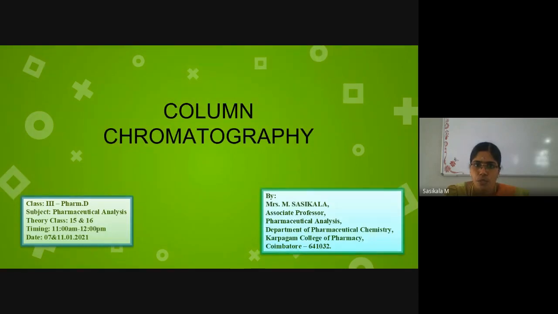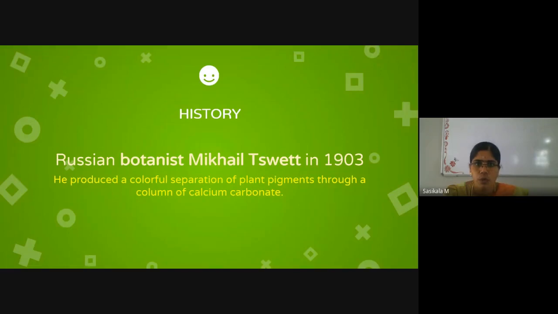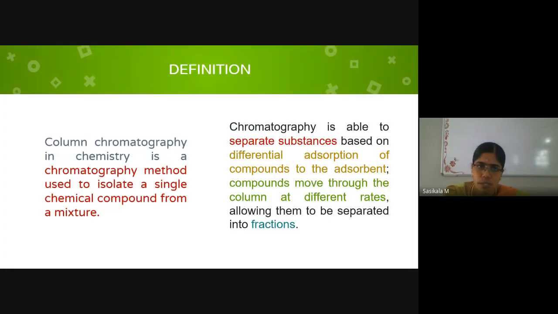In column chromatography, before moving on to the individual techniques, we are now learning about adsorption theories, the principles and theories behind column chromatography, that is the basics. If we learn this well, we can move into different column chromatographic techniques. We also discussed the history of column chromatography. It was developed in 1903 by the Russian botanist Michael Tswett, who separated plant pigments using calcium carbonate columns, from which all other column chromatographic techniques were developed. And we discussed the definition: it is a separation and isolation method to get a single chemical compound from a mixture. That is the overall idea about column chromatography.